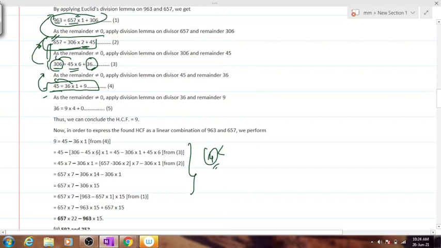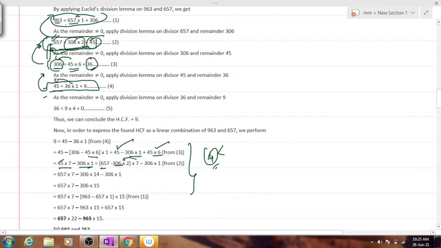We'll go backwards first. 45 into 6 done, and then we have to expand these things. 306 into 1 and 45 into 6 into 1. Now this 45 and 45 into 6 can be written as 45 into 7, yes or no? And this remains as it is. Yes. Then again we'll break 45. How will we break? 657 minus 306. See, can we write this?